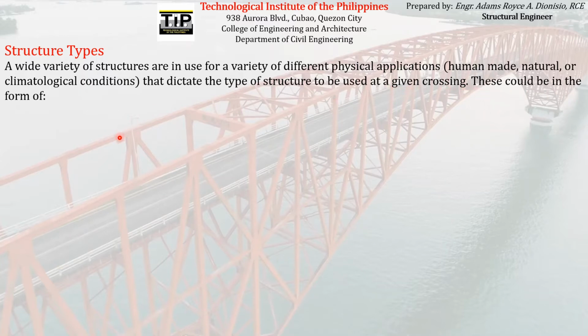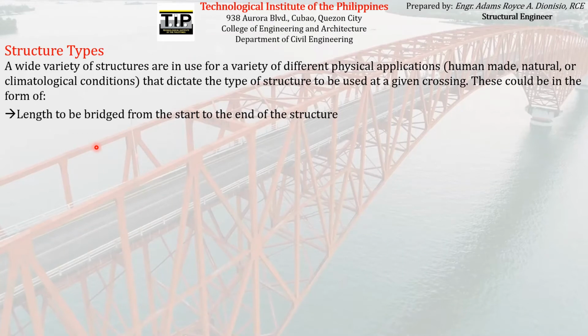This can be some of the basis for the choice of which particular structure type will be used on a particular physical application, whether it is human-made, natural, or climatological conditions. So the first one is the length to be bridged from the start to the end of the structure. So that's one of the bases for us to decide what particular type of structure will be used on a particular location.